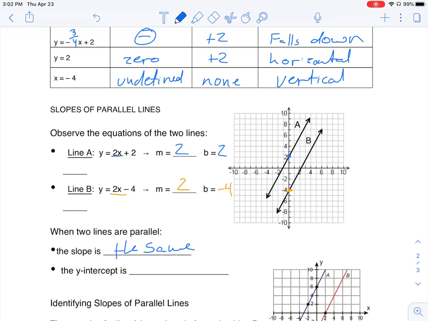And then an equation, the y-intercept, pardon me, is different. Right? This y-intercept and this y-intercept are not the same, but these lines clearly are parallel, like train tracks. If this y-intercept was the same as this y-intercept, well, that would just be the same line.